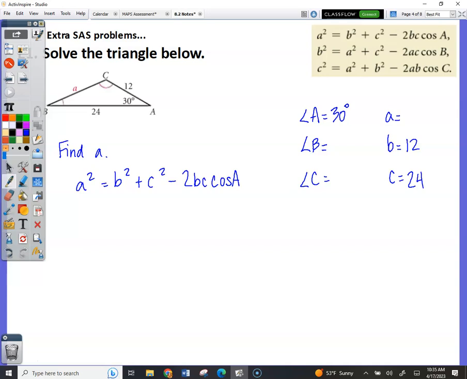I feel like I'm going to write cosine in bold, because in the formula it says 2 times B times C times cosine of angle A, and it looks weird. My candle fell out.